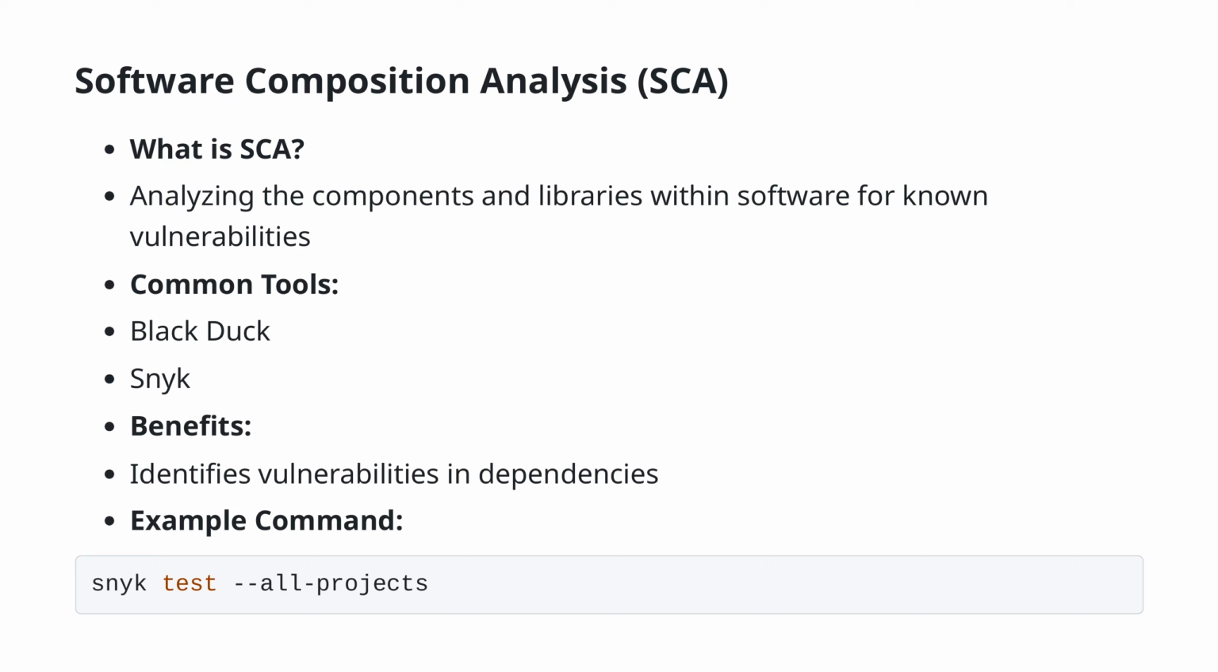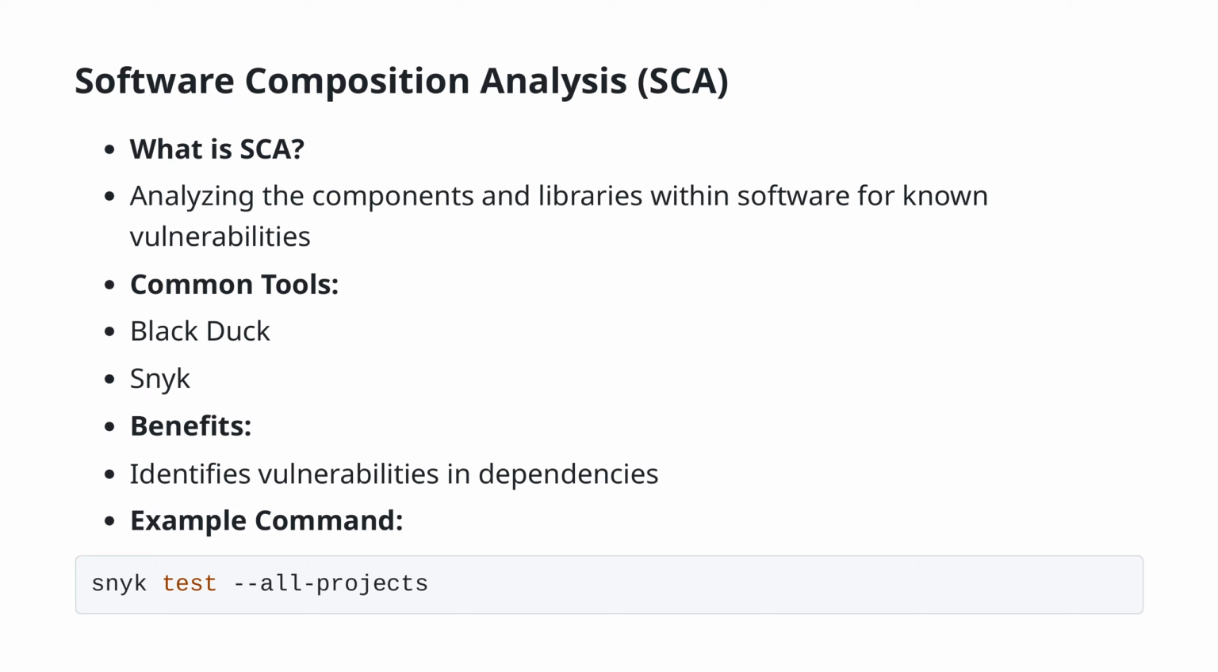Now, let's explore software composition analysis, SCA. SCA is a technique for analyzing the components and libraries used within a software application to identify any known vulnerabilities they might contain. This type of analysis ensures that you are aware of potential risks that stem from third-party dependencies. Some common tools used for software composition analysis include Black Duck and Snyk. These tools help you automatically scan your dependencies and alert you to any known issues.